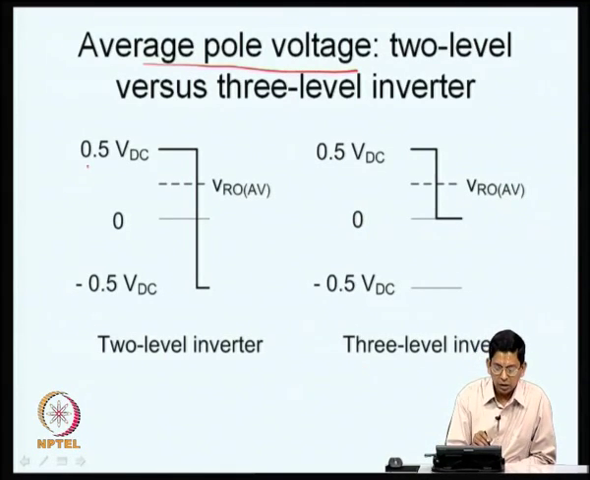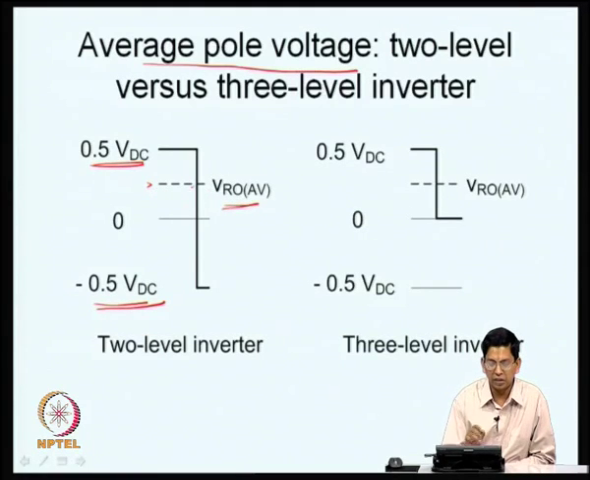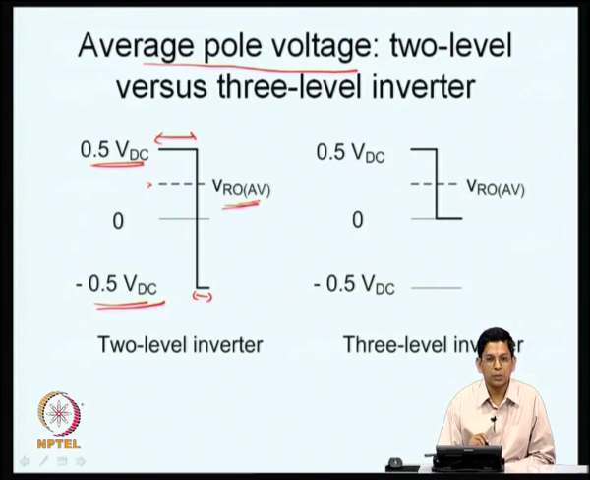In a 2 level inverter, there are only 2 voltage levels that can be applied at the pole. One is plus 0.5 VDC and the other is minus 0.5 VDC. If you need an average voltage as indicated here by these dashed lines, what you do is connect the pole to the top throw for a long period of time, and connect it to the bottom throw, so that it is equal to minus 0.5 VDC, for a short duration of time. The result is you get an average value, given by VRO average. In this case, this VRO average is something like 0.25 VDC.